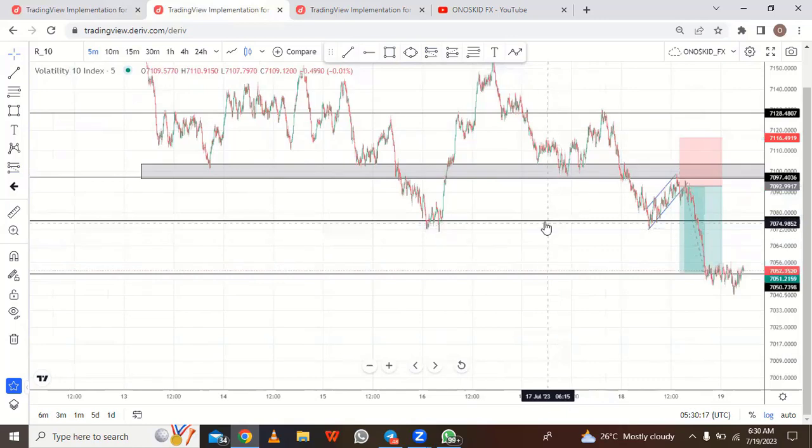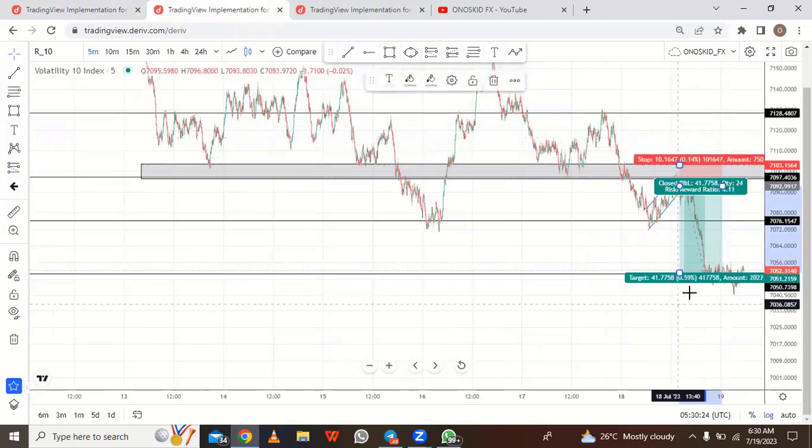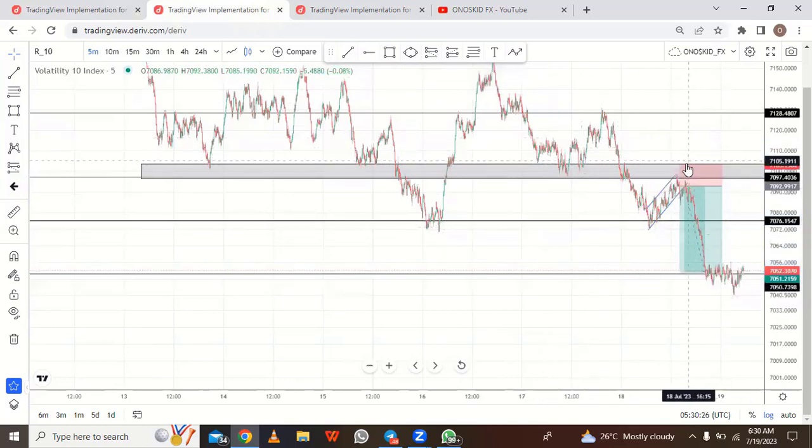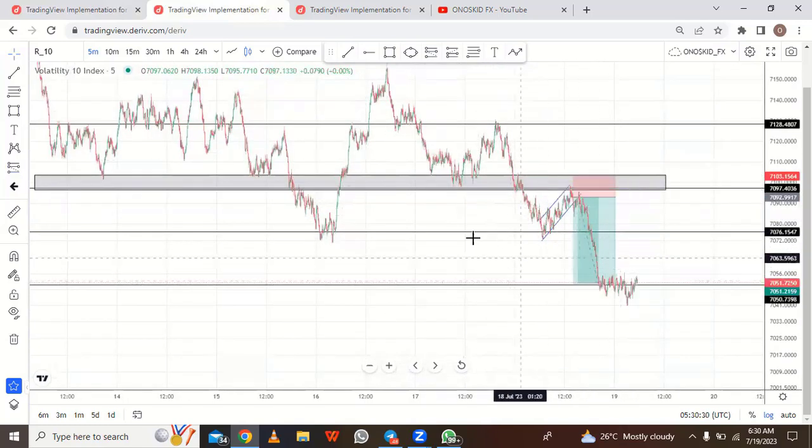So these black lines were potential areas of my TP. So I held the market down, took most of my profit, and allowed the rest to run through. Okay, so that is that on V10.